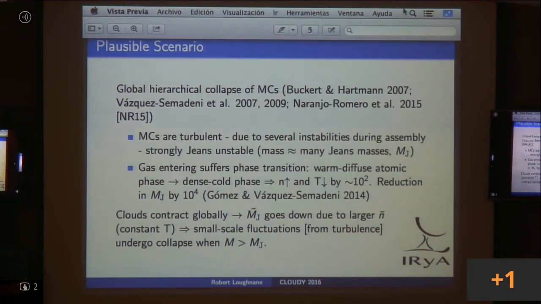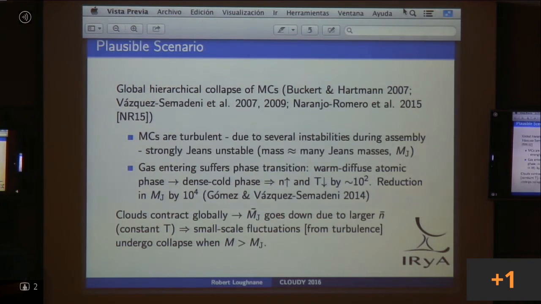So a possible answer to this is the global hierarchical collapse of molecular clouds. First put forward by Ballesteros-Paredes, Hartmann and Vázquez-Semadeni in 1999, also covered by Vázquez-Semadeni in 2007 and 2009, and recently covered by all three of us in Naranjo-Romero's paper from last year. In this picture, molecular clouds are turbulent. This is due to the several turbulent instabilities which bring about their construction. They're strongly Jeans unstable since the mass of the molecular cloud is many times the molecular Jeans mass.